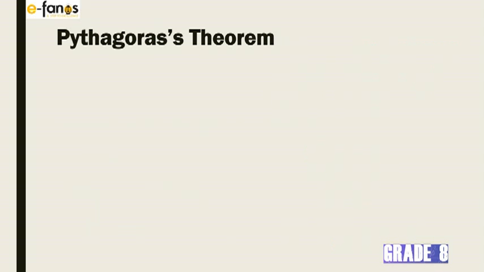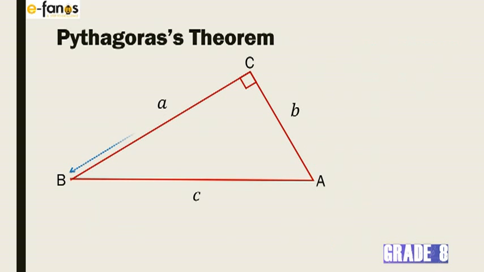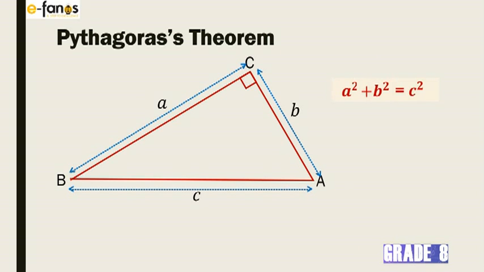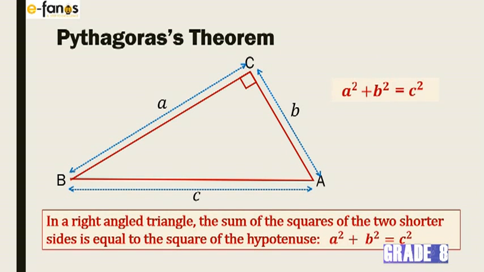We'll now look at Pythagoras' theorem, which says that a squared plus b squared equals c squared. In words, in a right-angled triangle, the sum of the squares of the two shorter sides is equal to the square of the hypotenuse. A squared plus b squared equals c squared.